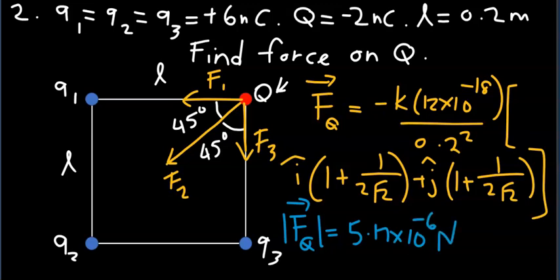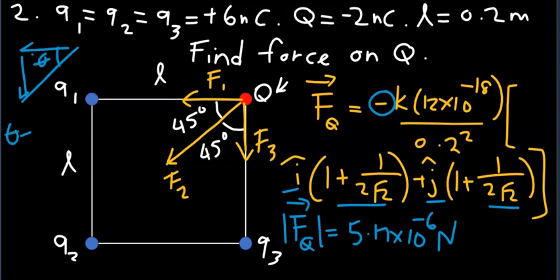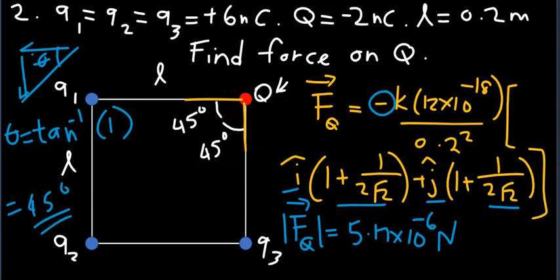Now what about the direction? Note the x component and the y component have the same value, but they are both negative. That means the x component is going like that, and the y component is going like that. And they have the same value, so this angle here, let's call it theta, must be arctangent of 1, which is 45 degrees. So the direction of this net force on capital Q is going like that. So the direction is towards the opposite corner. And that solves the problem.